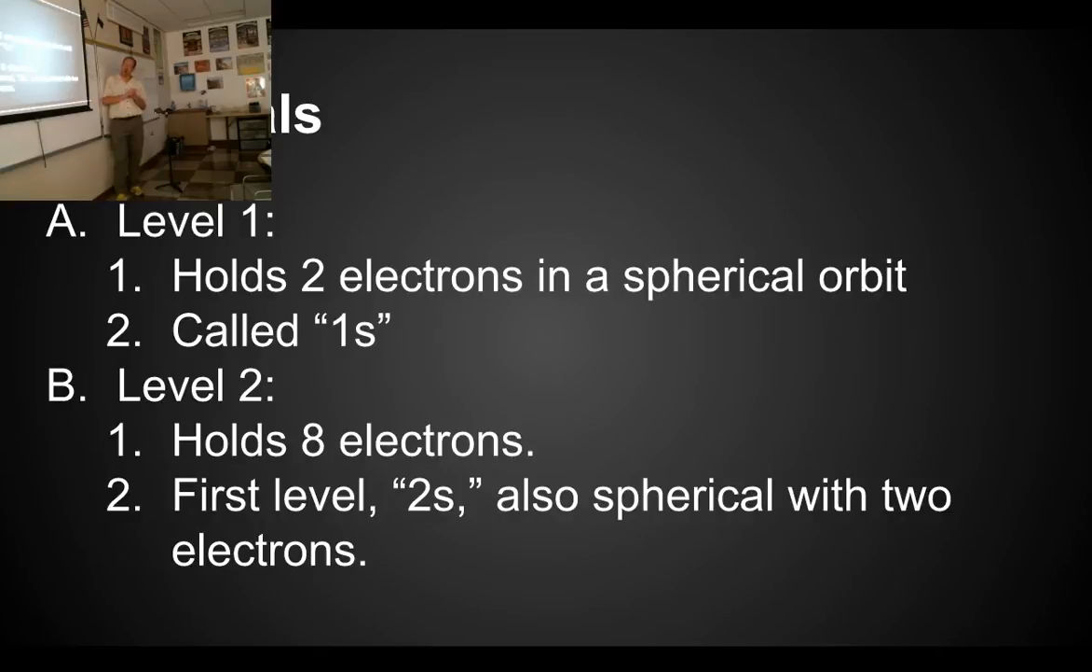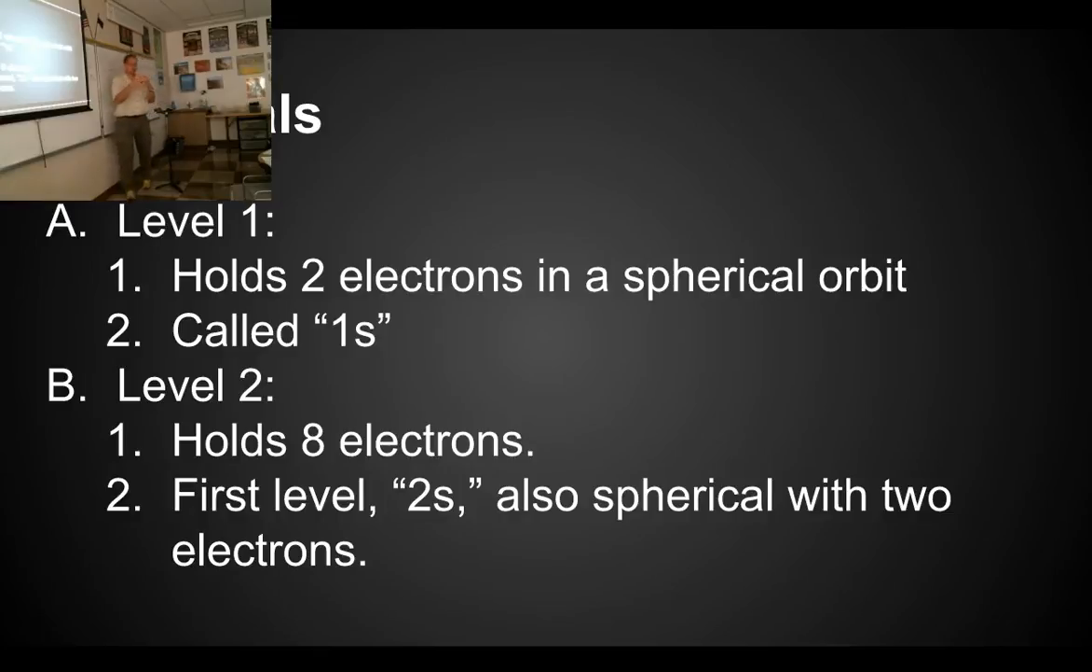Now, level 2 also has an S orbital, but it's just bigger. It's further out. We call it 2s. Every energy level starts with an S. So there's a 1s, there's a 2s, there's a 3s, there's a 4s. They all start with an S. But energy level 2 can hold 8 electrons. So we don't just have an S, we have 3 other orbitals. Okay?